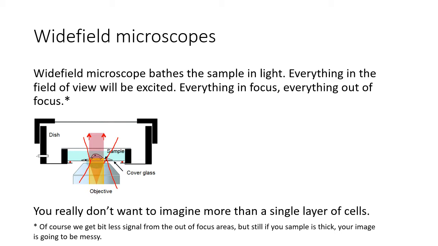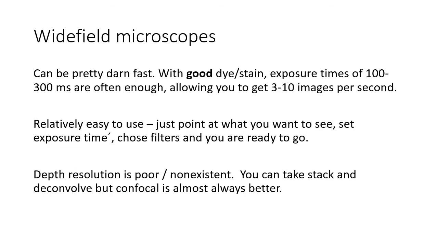If you have lots and lots of stuff in the autofocus area, you will also get lots and lots of signal from there. Wide field microscopes can be pretty fast, and with a good dye stain, we can use pretty short exposure times, which allow really fast imaging. This can be really convenient if we need to look at quick events or if we need to image a large area.